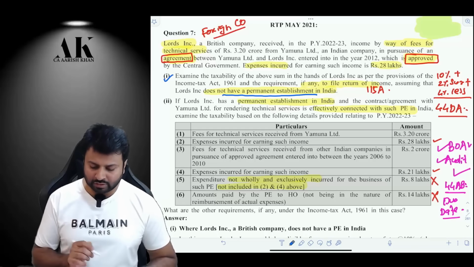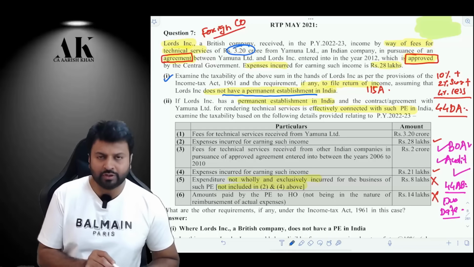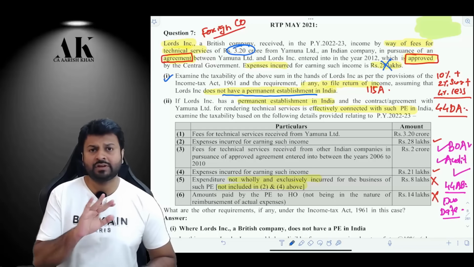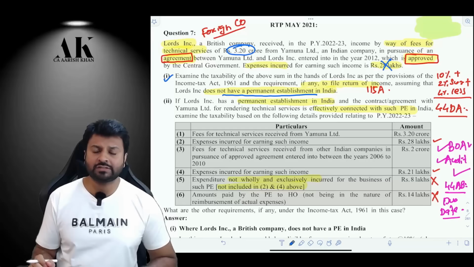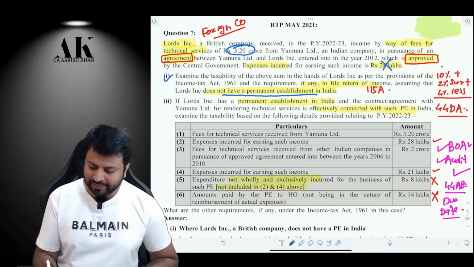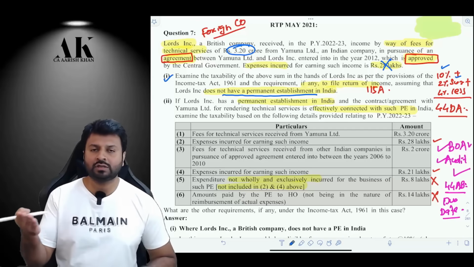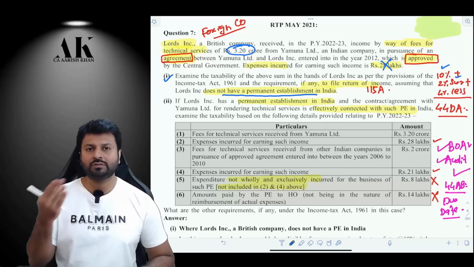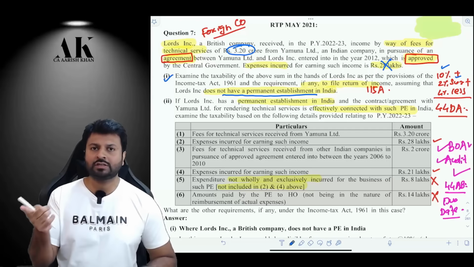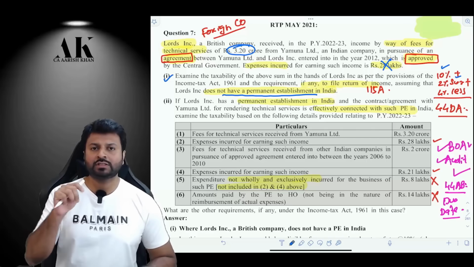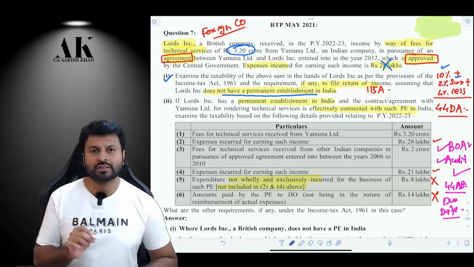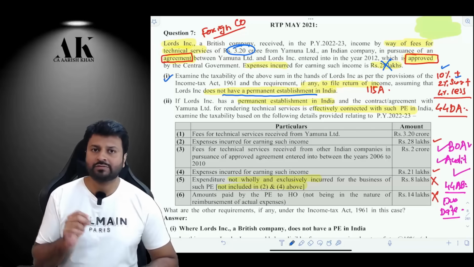So if the foreign company does not have a PE in India, the income will be directly 3.2 crore. And the deduction of expenses will not be allowed to the SSC. No deduction of expenses will be allowed under 115A. The tax rate will be 10% plus surcharge of 2%. Why 2%? Because the income is more than 1 crore and up to 10 crore. It is 3.2 crore. Then the surcharge to a foreign company is 2%, and above 10 crore the surcharge to a foreign company is 5%. So therefore the surcharge over here will be 2% plus 4% cess will be applied to the SSC.